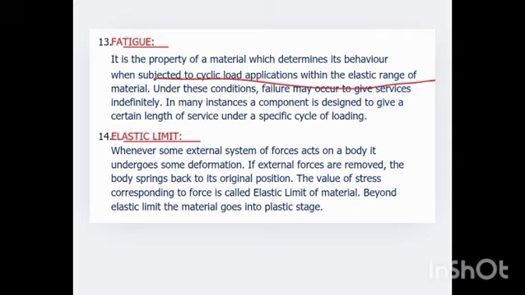Then the elastic limit. Whenever some external system of force acts on a body, it undergoes some deformation. If the force is removed and the material returns to its original shape, it is within elastic limit. Beyond the elastic limit, permanent deformation occurs and the material enters the plastic stage. The value of stress corresponding to this force is called the elastic limit of a material.